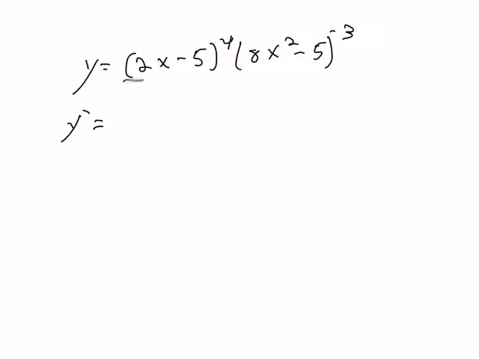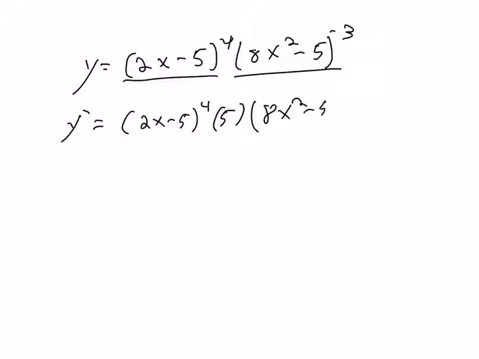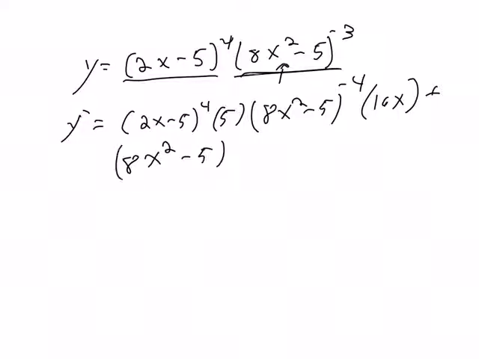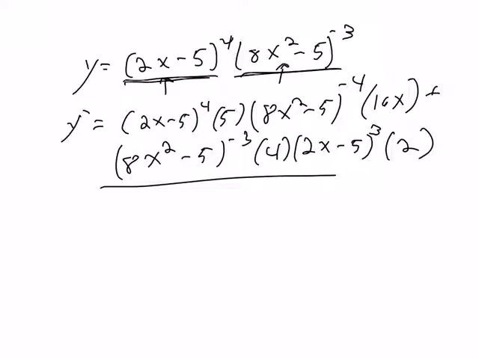So y prime is going to be, so I'm going to keep this the same and take the derivative of this, which becomes 5 times 8x squared minus 5 to the negative fourth power, and then the derivative of the function inside, which is 16x plus, and now I'm keeping this the same, so it's 8x squared minus 5 to the negative third power times the derivative of this, which is 4 times 2x minus 5 to the third power times the derivative of the thing inside, which is 2. That's this solution. So now let's look at problem 20.